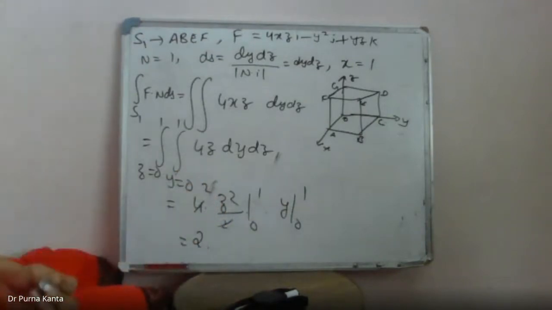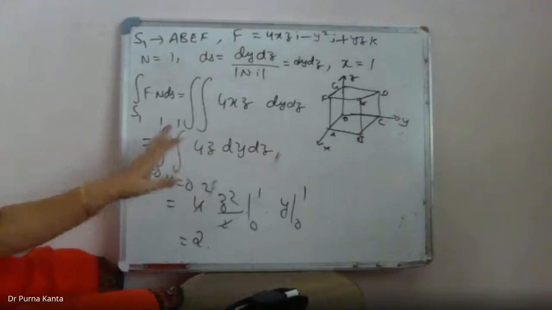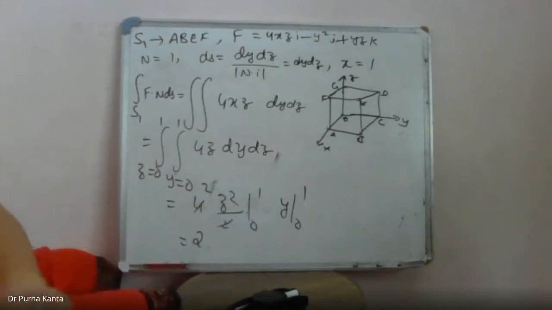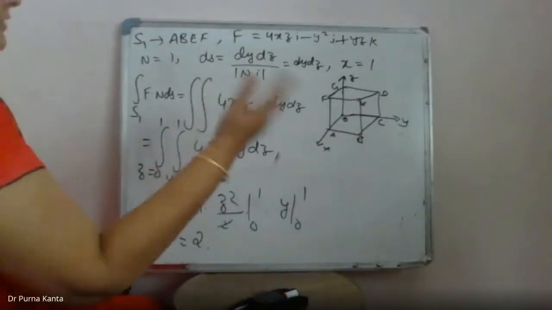Check your answer for S1, because these are independent functions and independent limits, integrated simultaneously in a single step. Check the value for S1. First surface, did you get the value as 2? Yes, madam.